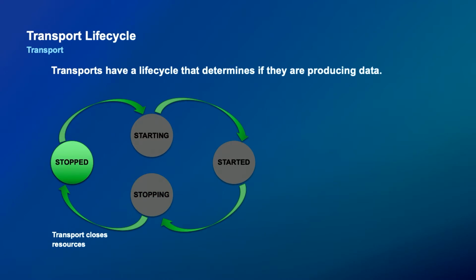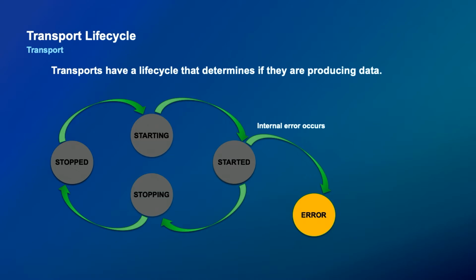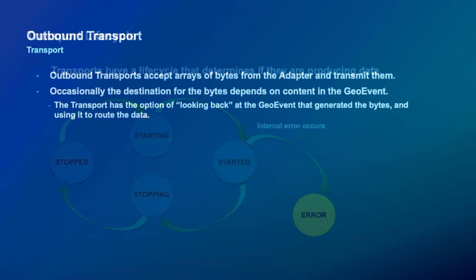When an error occurs, it goes into an error state, and then the server can ask the transport, via the interfaces, what caused the problem.